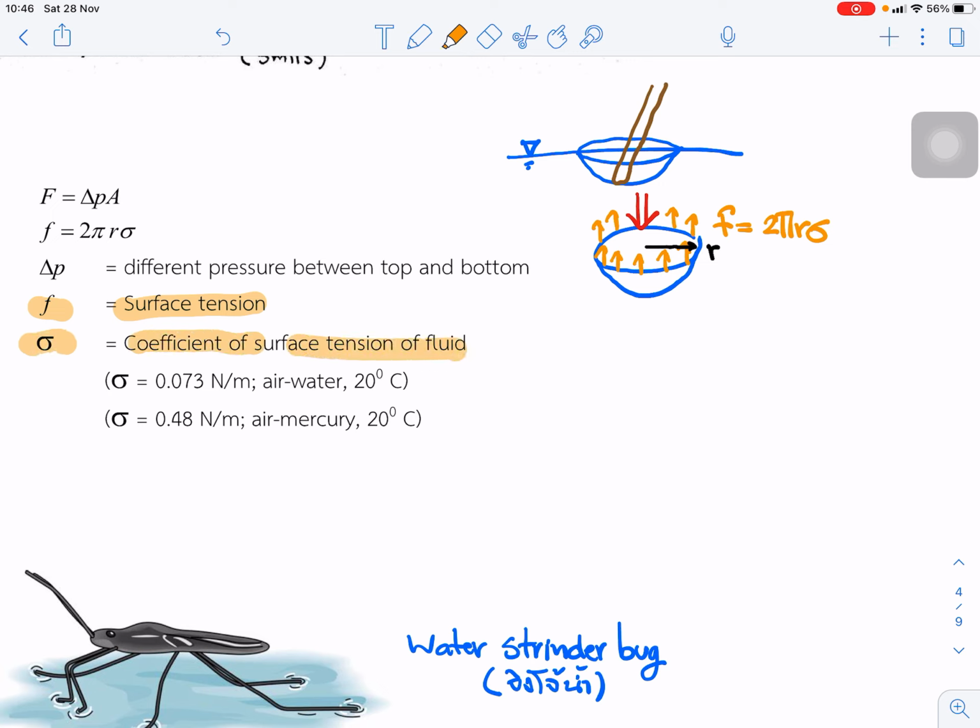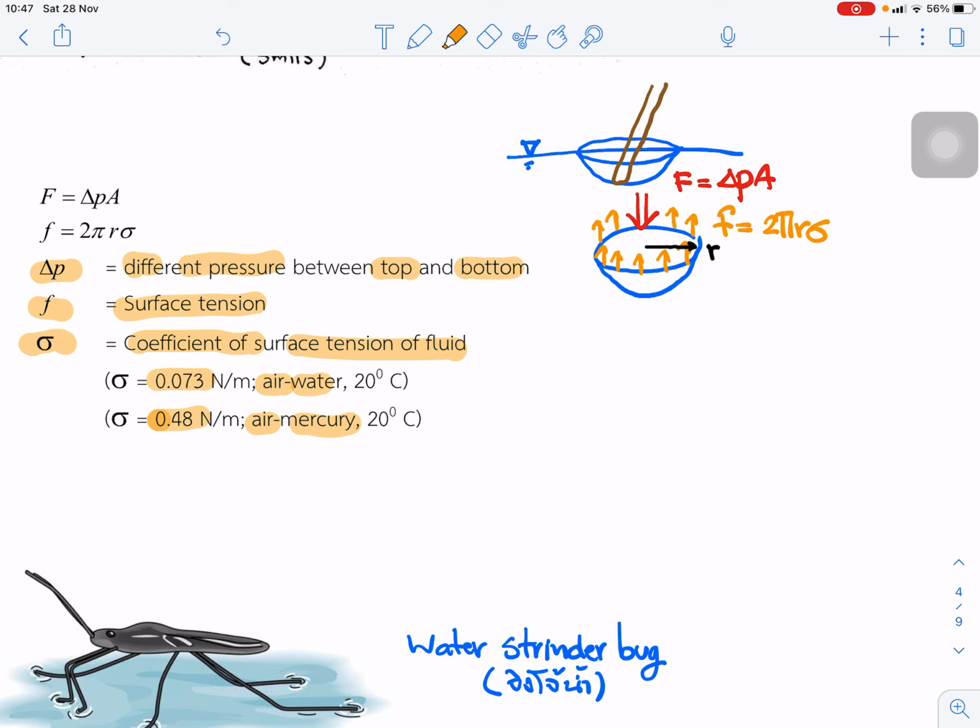For between air and water it is about this number, 0.0073, but for air and mercury it is higher, about 0.48. And for the force from the legs, F is equal to delta P times area. Delta P is the pressure difference between the top and the bottom of the water surface.